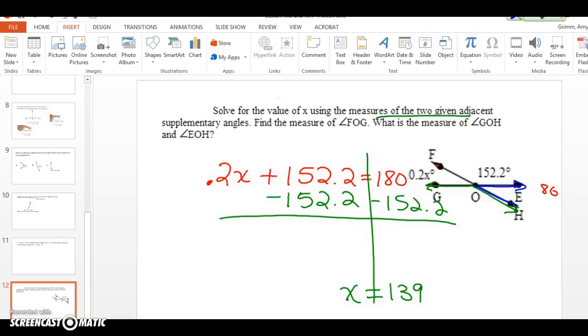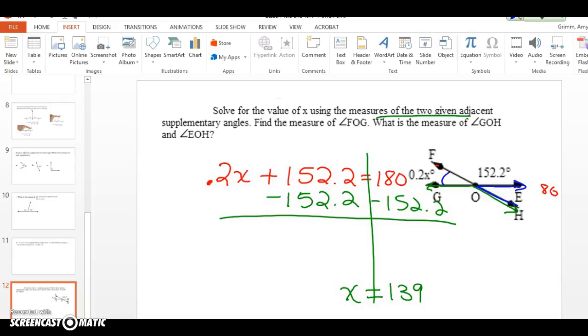Look at it. No, yeah, I want you to tell me how to find it. How to find GOH. There's a couple more hands. All right, Yana, what do you think? So find FOG first, and that's 139 times. You mean GOH? No. Oh, I'm sorry. I'm following you now. You want me to find this one? Yeah. Okay. So how do I find that one?